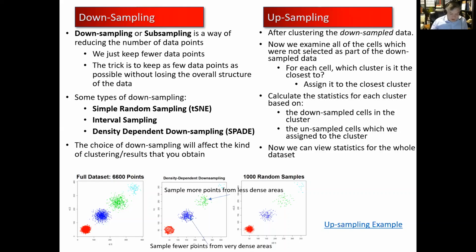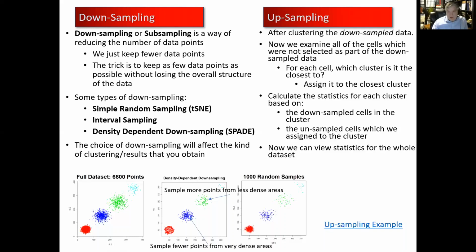But there are limitations to that. The trick is to keep as few data points as possible without losing the overall structure of your data. So if you have 1,000,000 data points, there's no way that we're going to downsample to 2 events, 2 cells in that data set and have some sort of representative information about all 1,000,000 events, right? So that's kind of overdoing it. That's over downsampling. But what you have to do is kind of find that sweet spot of how many events do I need to run to have an accurate representation of my data set overall?